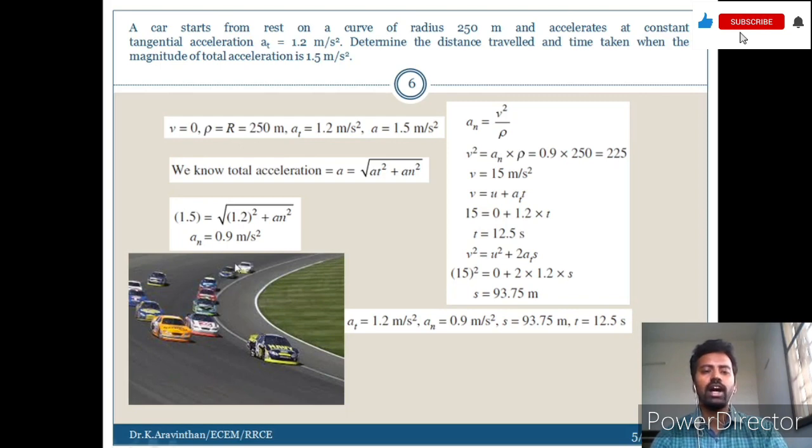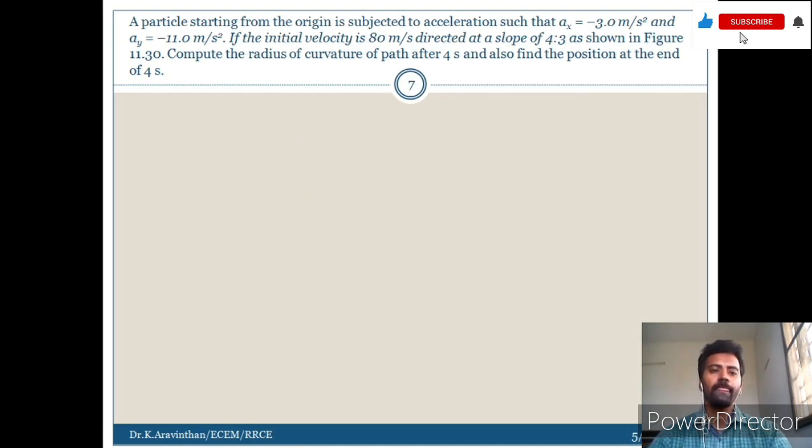distance crossed by the car after a particular time, and after increasing of a particular acceleration. So if this car needs to travel a certain distance by using 1.5 meter per second square acceleration, you can find the distance traveled and in how much time the car can cover the distance. So these things can be calculated by using the curvilinear motion oriented problem. So next we shall take another problem.